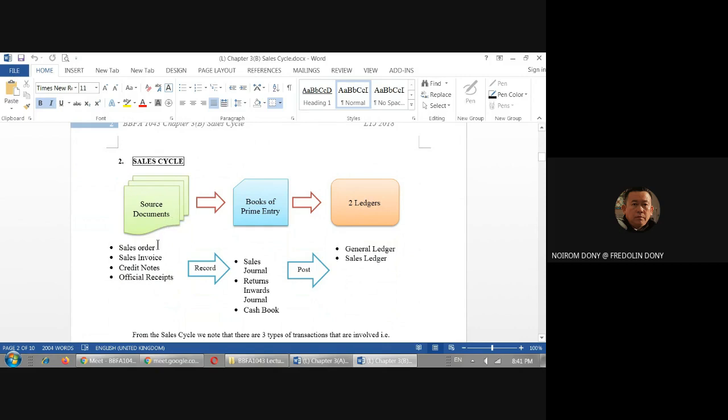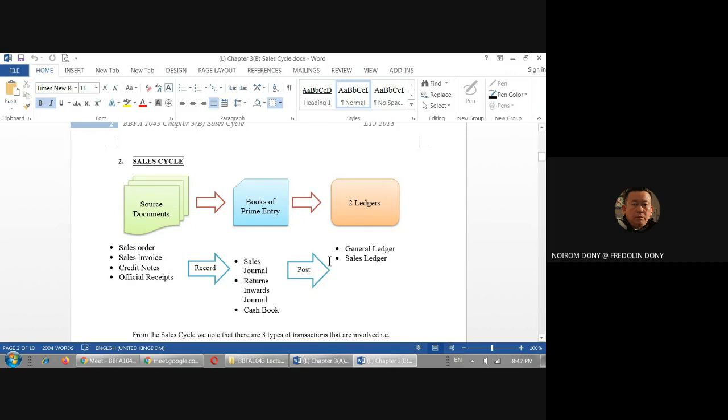Normally the flow is they will have a sales order, and after that a sales invoice. If it's a sales invoice, at the end of the credit terms the customer will make payment. So if you have a sales invoice, you need to record it in the sales journal. If you send credit notes, you need to record them in the return inward journal. If you receive the money, meaning the trade receivable makes payment, the business needs to issue an official receipt, and this will be recorded with the prime entry as the cash book.